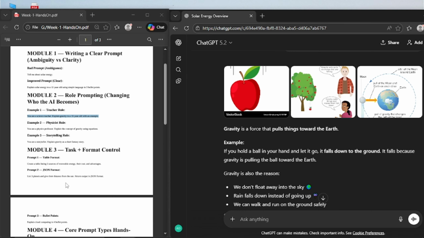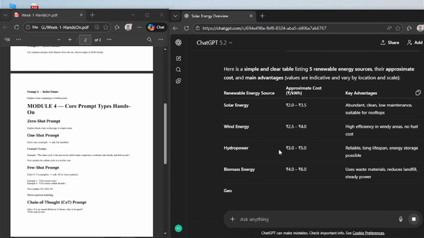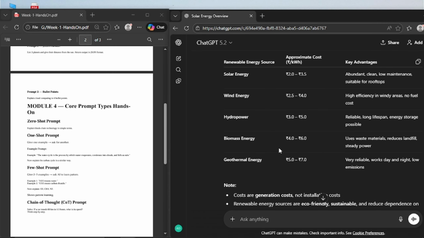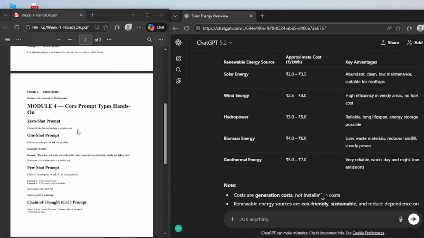Now we'll move on to the next one, the task plus format control. Here I'm giving an input to ChatGPT to create a table listing five sources of renewable energy, their cost and advantages. I'm asking ChatGPT to give me five sources of renewable energy, their cost and advantages, but I'm instructing it to give me the output in the form of a table. So it gives me the entire answer in the form of a table. This is an example of an instructional type of prompt.